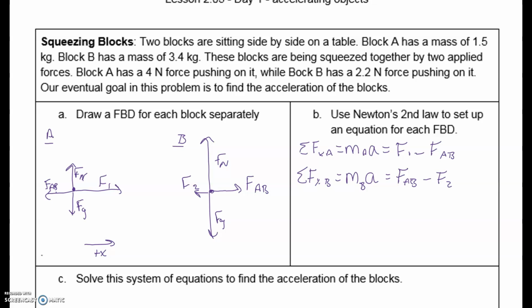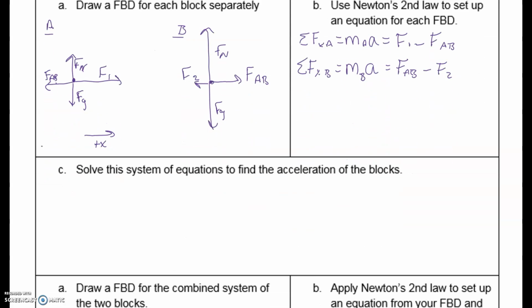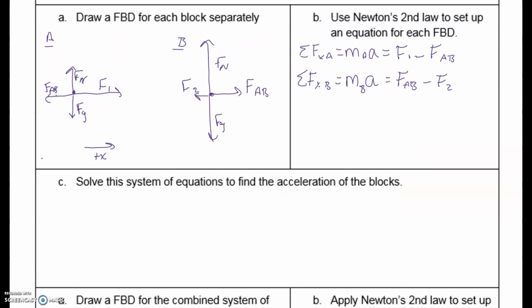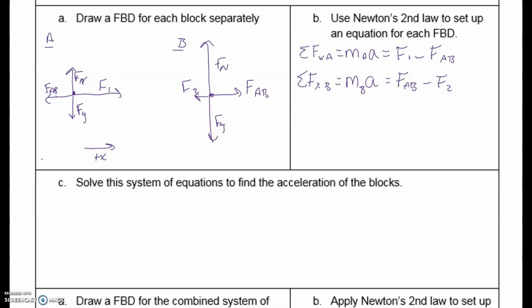Now something I'll explicitly mention: maybe I should have called my free body diagram force for block A F with the subscript BA, since that's the force of block B acting on block A. But I kind of jumped the gun here and said, well, I know that these are equal in magnitude and opposite in direction, so I'm just going to call them force FAB, because I know they have the same magnitude. All right, so let's solve this system of equations to find the acceleration of the block.